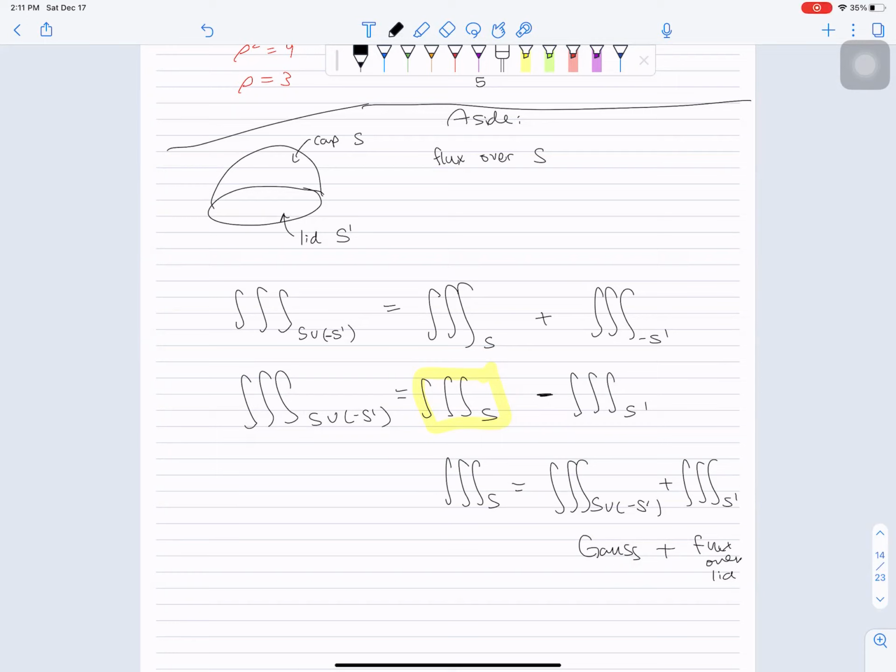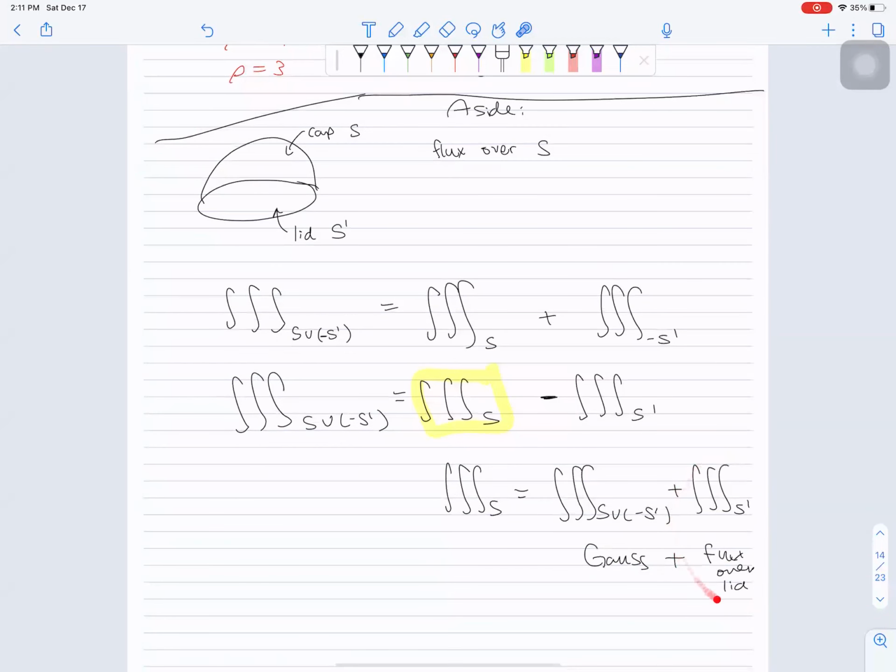So to calculate flux over the lid, is that using Green's? Yes. To calculate flux over the lid, you can use Green's or Stokes.